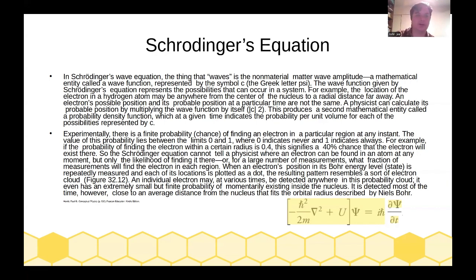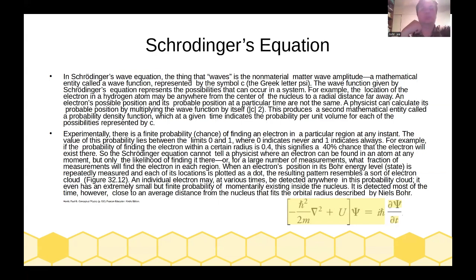The wave function given by Schrödinger's equation represents the possibilities that can occur in a system. For example, the location of an electron in a hydrogen atom may be anywhere from the center of the nucleus to a radial distance far away. An electron's possible position and its probable position at a particular time are not the same. A physicist can calculate its probable position by multiplying the wave function by itself. This produces a second mathematical entity called a probability density function, which at a given time indicates the probability per unit volume for each of the possibilities represented by psi.